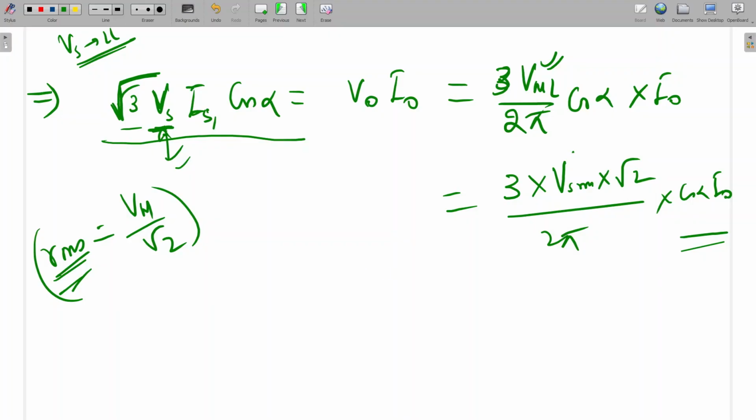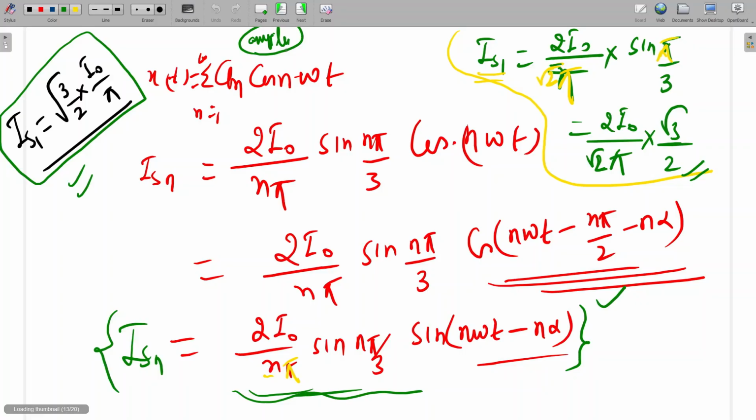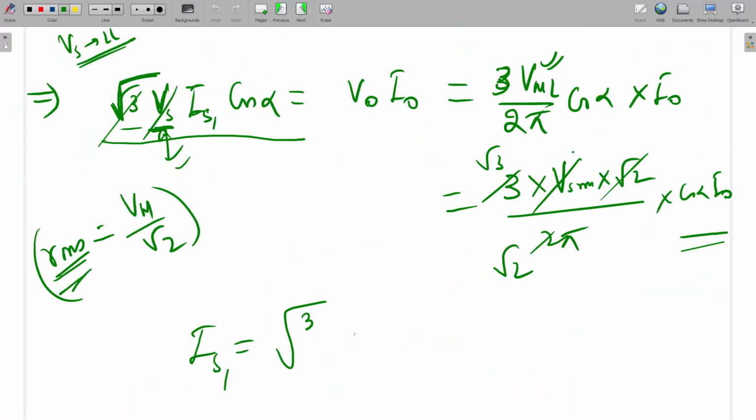See, now we will get root 2 times, and root 3 times, and VS, the RMS line to line voltage, will cancel. So IS1 will be, under root, not 3 by 2 only, we got under root 3 by 2 into I naught. Is it clear?